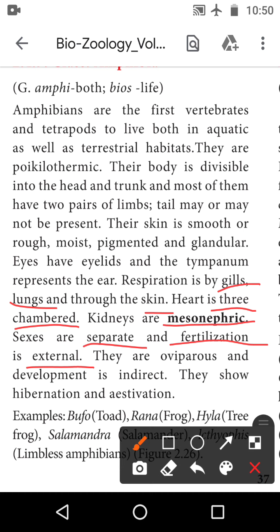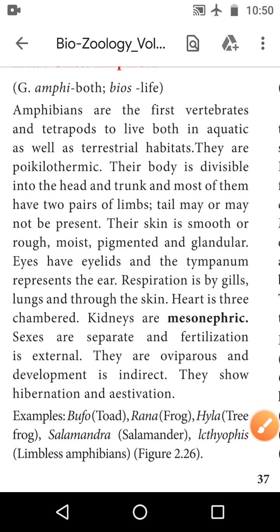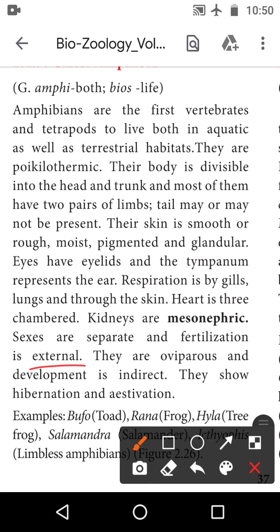It is external. So in the rainy season, the frog produces a beautiful sound for egg laying purposes. The male frog releases sperm in the water bodies, and the female frog also releases eggs in the water bodies. The fusion of the sperm and egg happens only in the water body, so it is outside of the body. So fertilization is external.